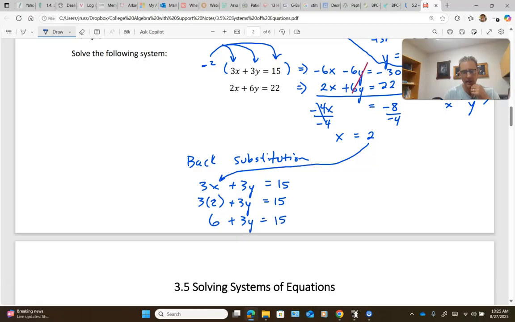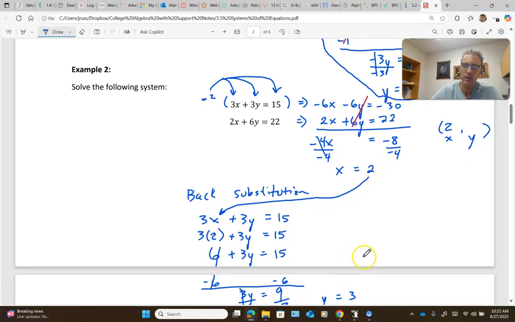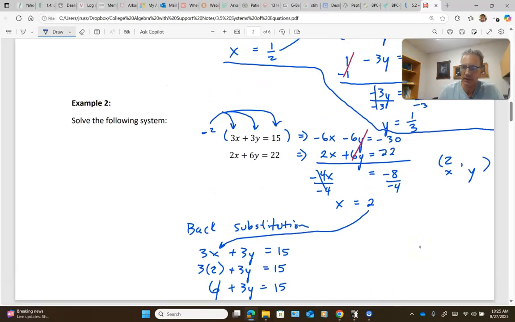And then I just keep going, guys. I subtract 6 from both sides of the equation, so my 6's are gone. That leaves me with 3y is equal to 15 minus 6, which is 9. And then finally, if I divide both sides by 3, I get that y is equal to 3. So that is my corresponding y value. So x has to be 2 and y has to be 3. That is my solution.